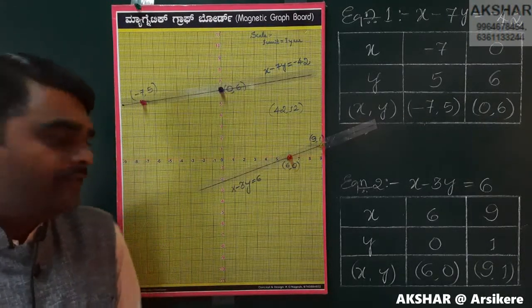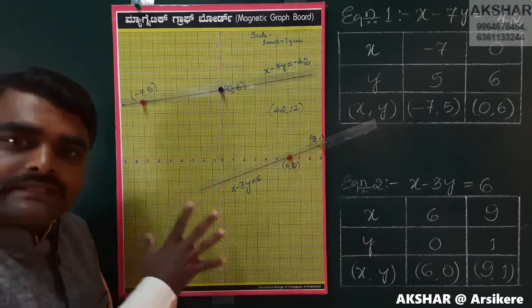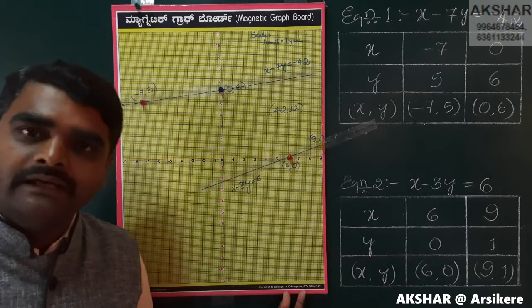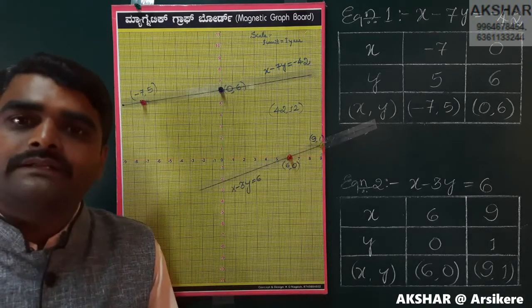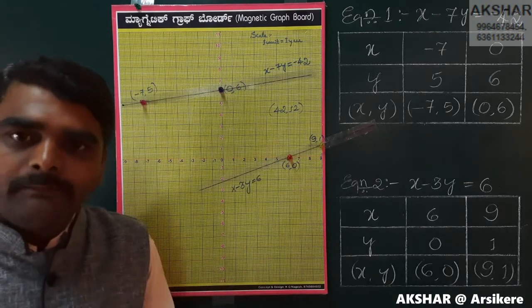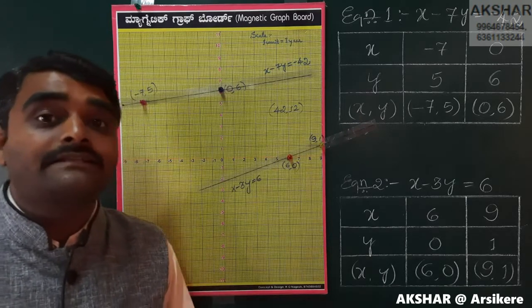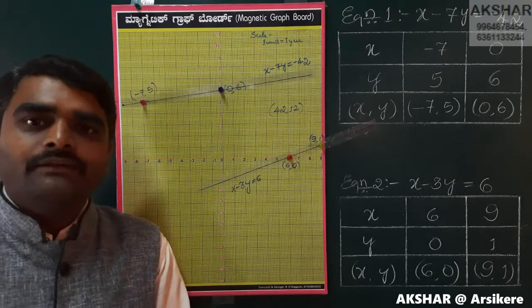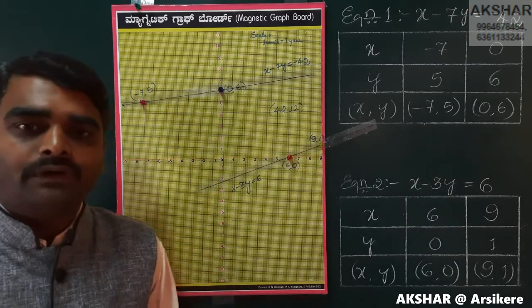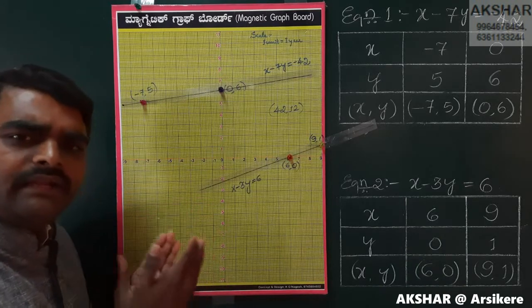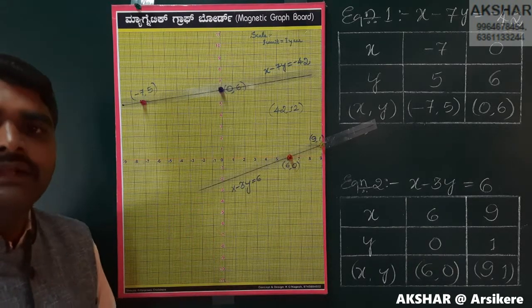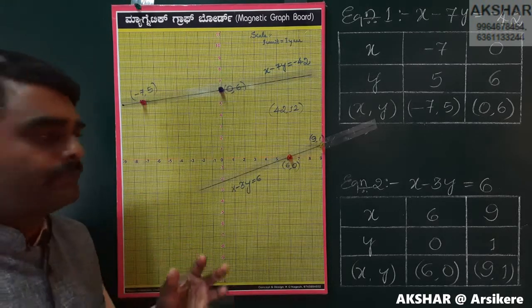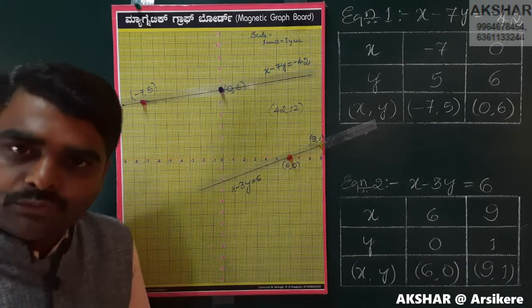Yes, because of this graph board. This graph board is designed by K.O. Nagesh sir. He belongs to Chitradurga district, Challakere Taluk. We all mathematics teachers call him Einstein Nagesh. From Akshara Study Center at Arsikere, we are all thankful to him for designing such excellent teaching material, a very excellent design to represent a pair of linear equations in a graphical way. Thank you very much, Nagesh sir.